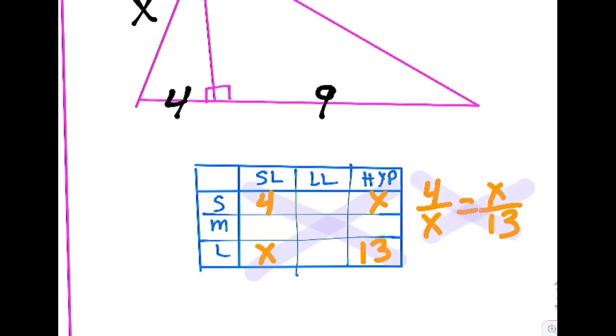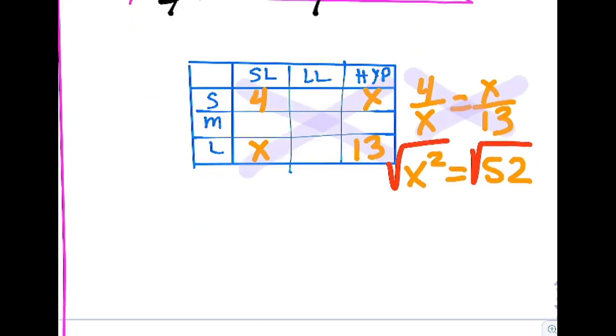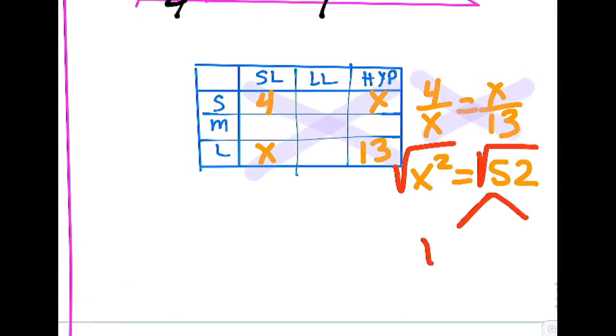Cross multiply, and I have x times x is x squared. 13 times 4 is 52. 52 is not a perfect square, so it's not going to break down super easily. But 52 has two factors, one of which is a perfect square. When you break this down right here, I see people not putting the square roots here. They're just putting numbers, 4 times 13, but I see people doing that. That's technically not true, and it forces you into some mistakes sometimes.